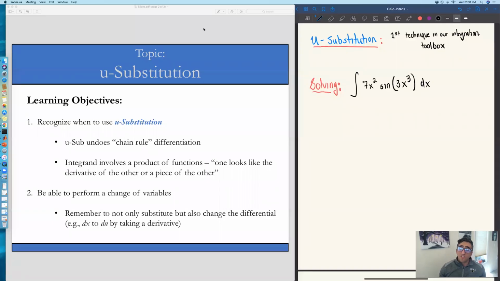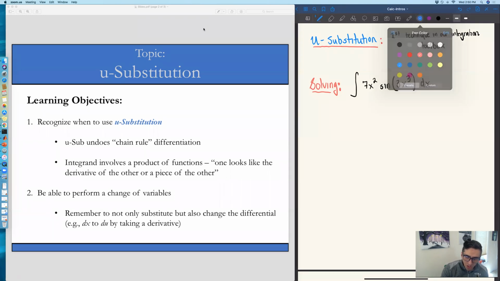In this video, we're just going to go ahead and solve this integral on the right-hand side. And mind you, just to give you a flavor of what to expect in the upcoming class. So like I said, we're going to use u-substitution here.